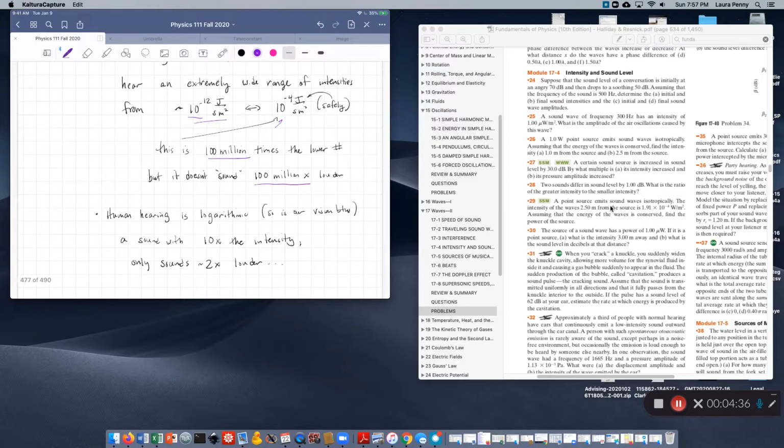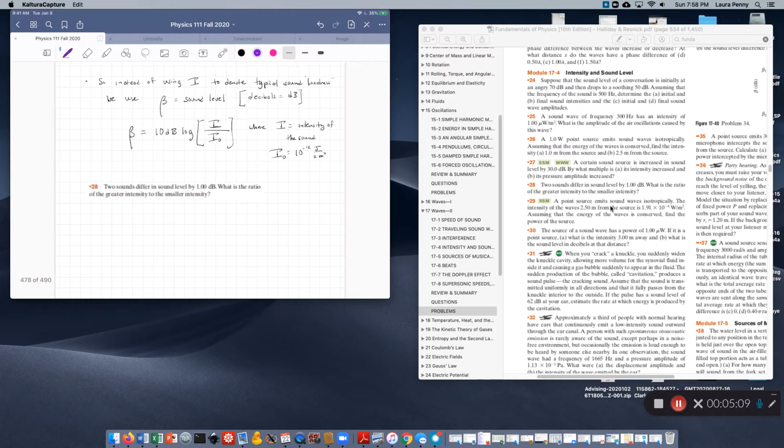It doesn't, because our hearing is logarithmic, which basically means our brains take the logarithm of how much energy is coming in. And then that's what we sense as the amount of sound that we're getting. So a sound that's 10 times larger in intensity may only sound about 2 times louder to us.